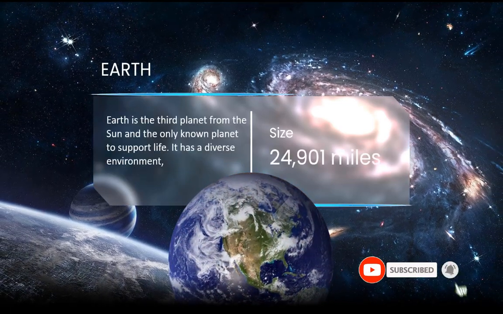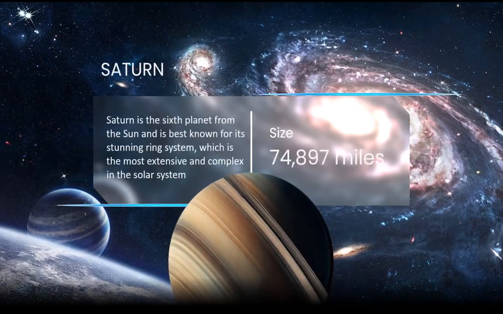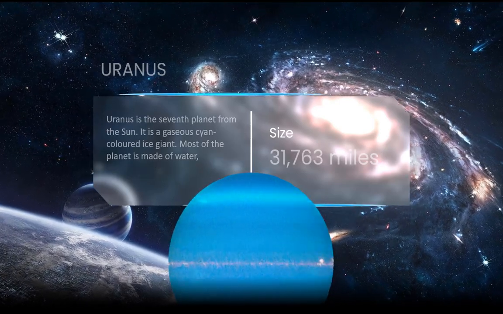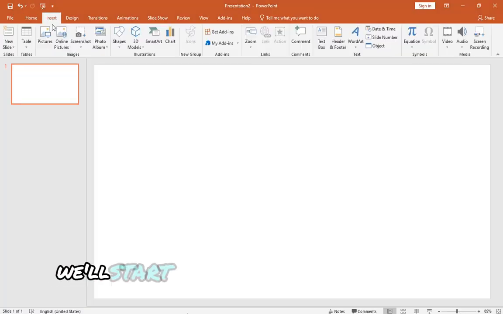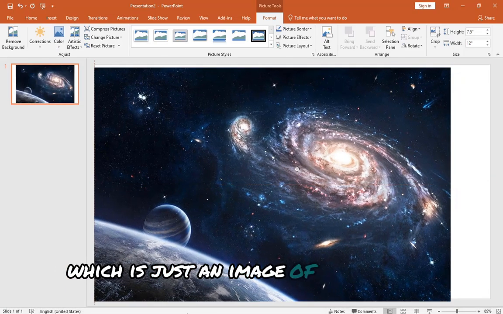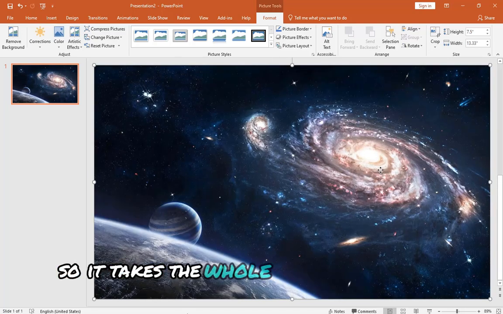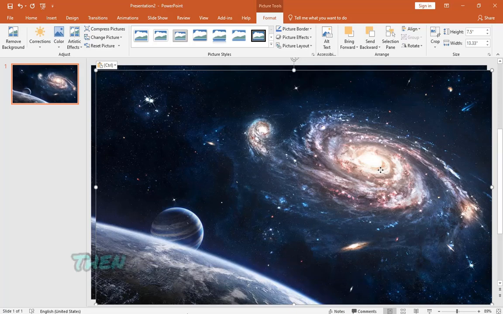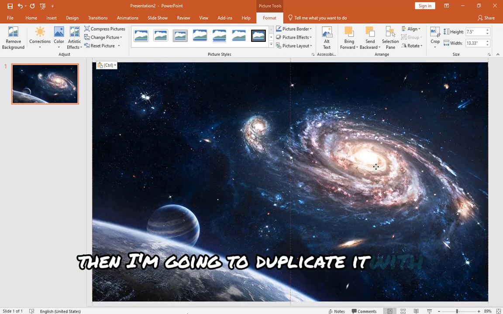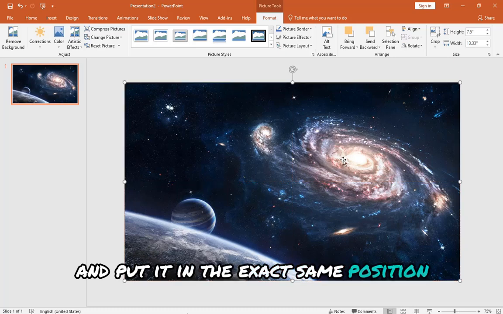We learn another tutorial. In today's video, I'll teach you how to make this presentation using PowerPoint. We'll start by inserting our background, which is just an image of the universe, and I'm going to stretch it so it takes the whole space of the slide. Then, I'm going to duplicate it with Ctrl+D and put it in the exact same position.